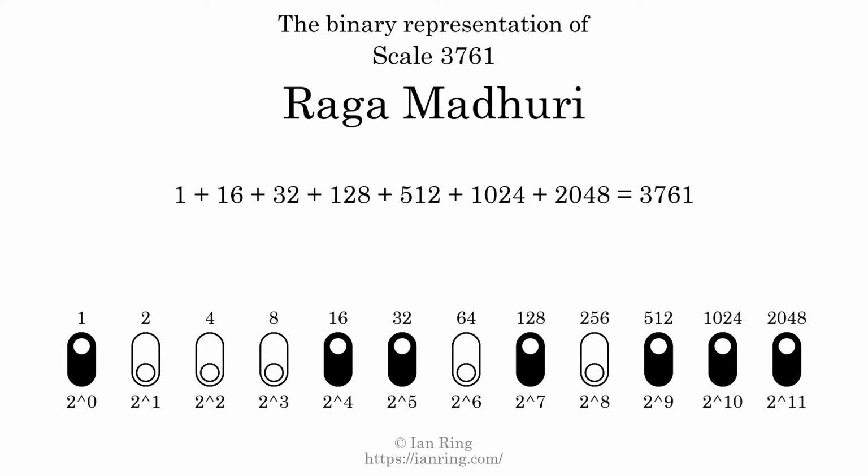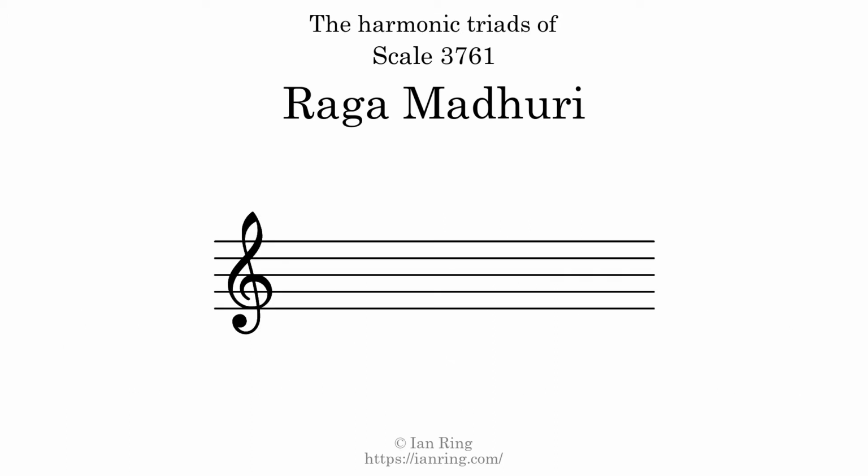The scale number not only enumerates the scale with a unique index, but it also literally describes the tonal content of the scale. Represented as a binary number in base 2, the scale number is 1110100001. Here are the harmonic triads present in this scale.